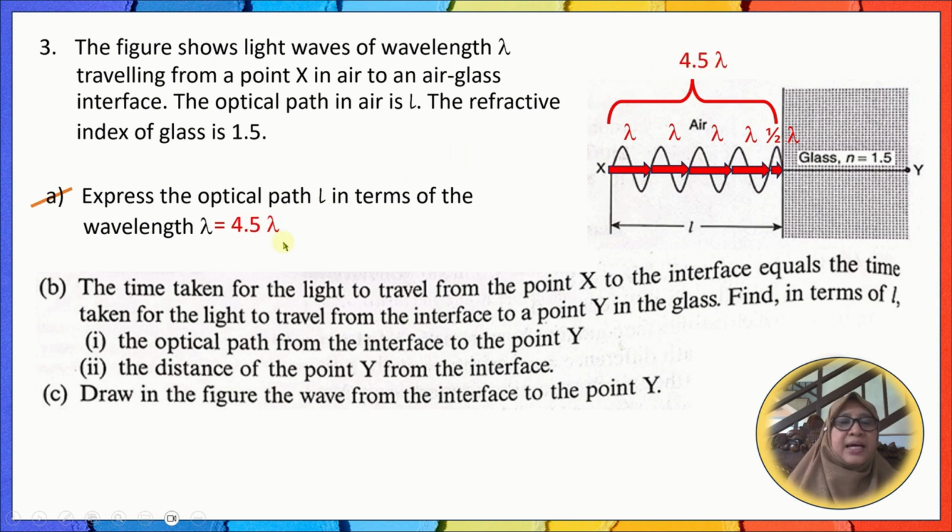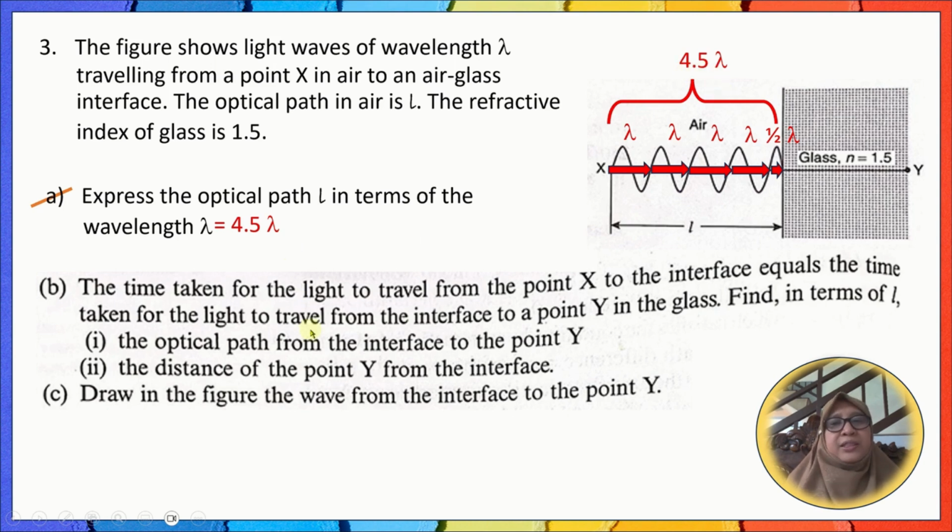So that's the answer. We still use the formula n times d for optical path, but the n for air is 1, so times L. That means L is equal to 4.5 lambda.